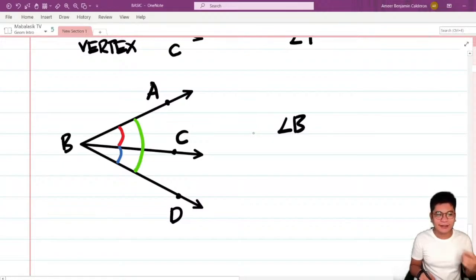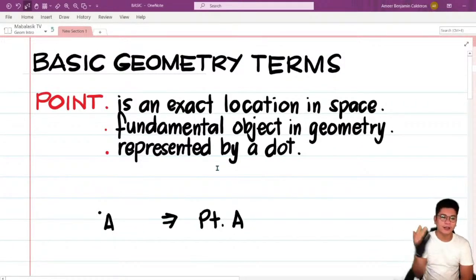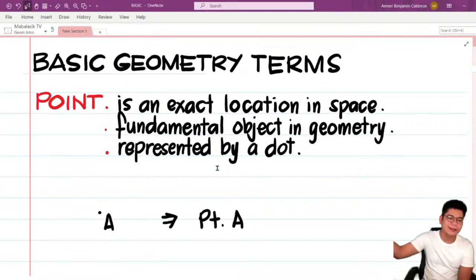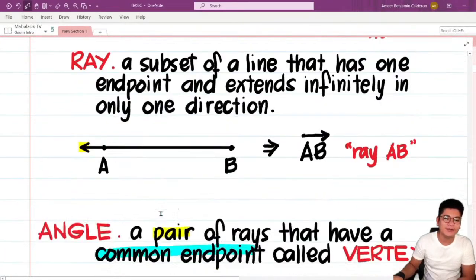So if that is the case, then it is safer for us to use 3 letters instead of just the vertex. Yung number, minsan kasi wala namang number na nakalagay dun sa figures natin eh. So that's out of the question. Kapag meron, maganda. Kapag wala, then it is safe to use the 3 letters instead of 1, just to avoid confusion. So these are the basic geometry terms that we are going to use in the definitions for our terms related to circles. We have a point, we have a line segment, a ray, and an angle.